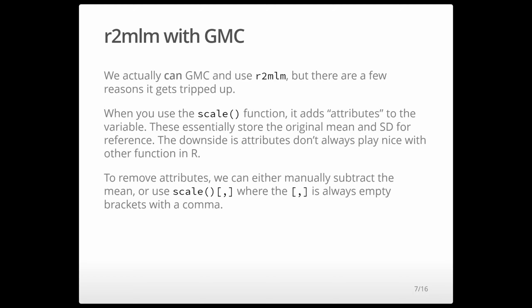They can have attributes. And the downside to these attributes is sometimes they don't play nice with other functions in R. And this happens a lot with the scale function, where you'll scale a variable and then you'll try to do something with the new scaled version, and then you'll get some kind of error and you won't understand. A lot of times it's because it has these attributes. So to remove the attributes, we can either manually subtract the mean from the variable instead of using the scale function, or if we want to use the scale function, we have to add these square brackets on at the end, where the square brackets are always empty with a comma in the middle.